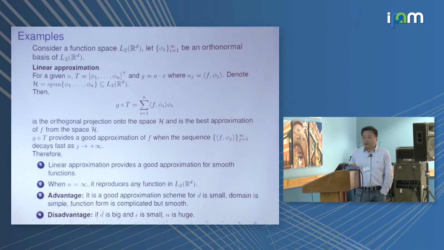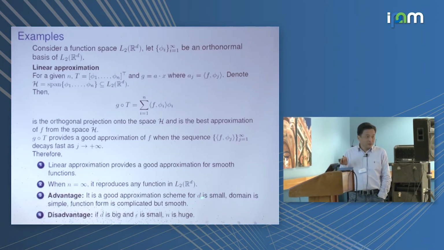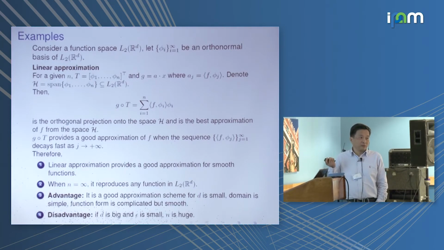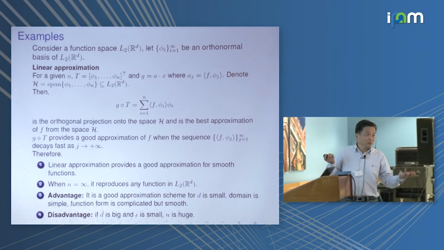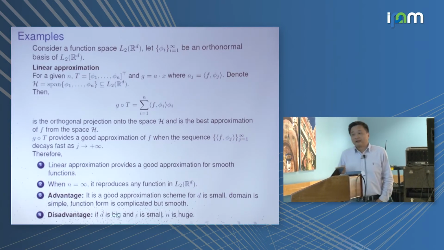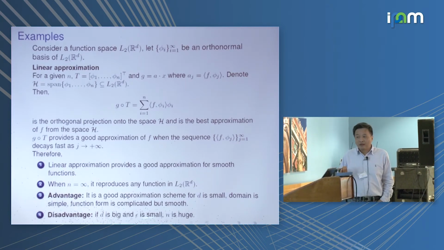Okay, so the advantage is that when D is small, the domain is simple, and the function is smooth, you do have a good approximation. That's why finite elements, splines, all this works for so many years. And the disadvantage, of course, one of them is the curse of dimensionality.